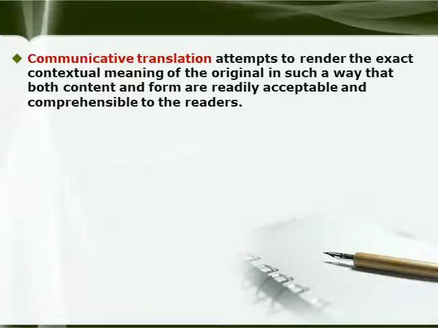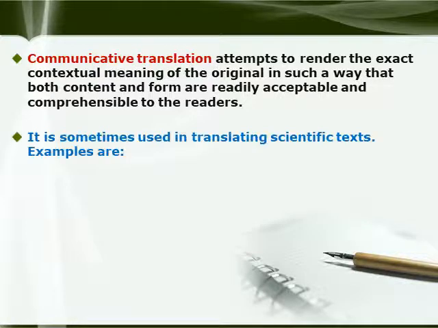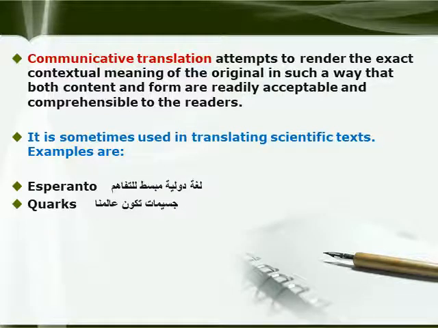The strategy we have here is the communicative translation, which attempts to render the exact contextual meaning of the original in such a way that both content and form are readily acceptable and comprehensible to the readers. It is sometimes used in translating scientific texts. For example, we have Esperanto, and we have quarks.